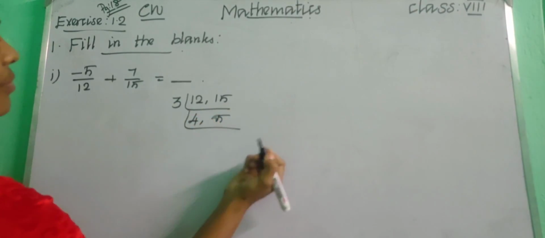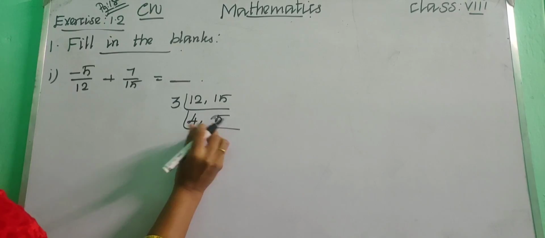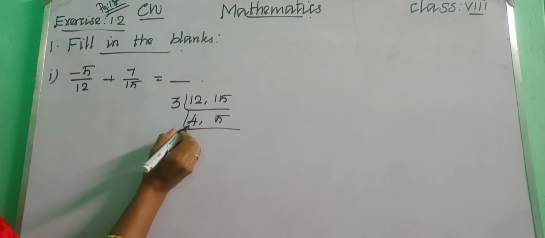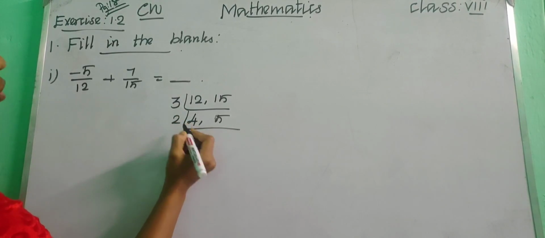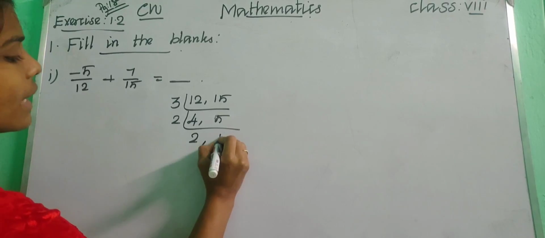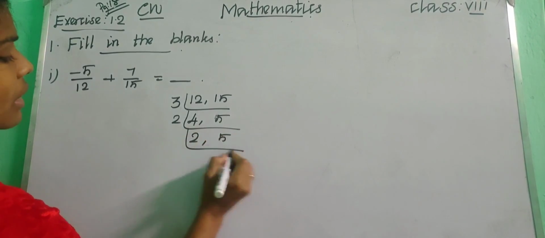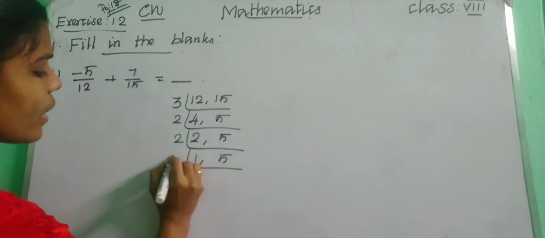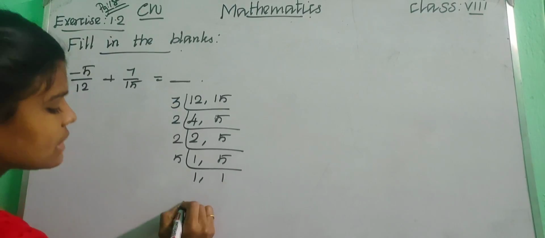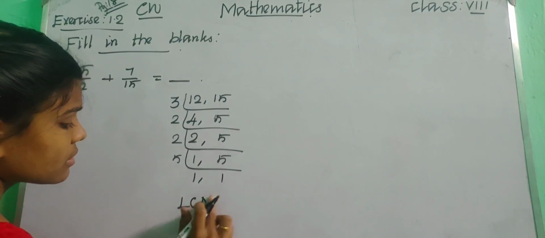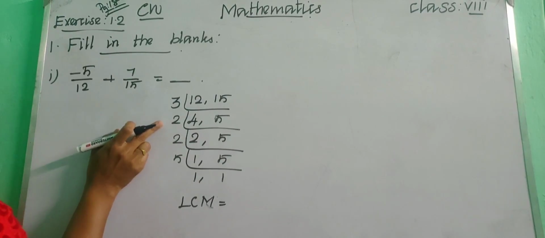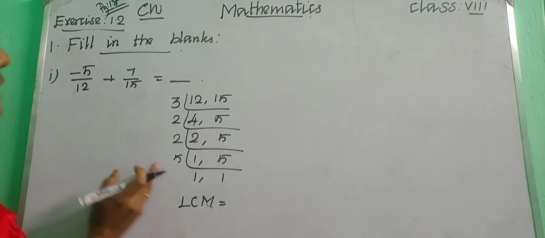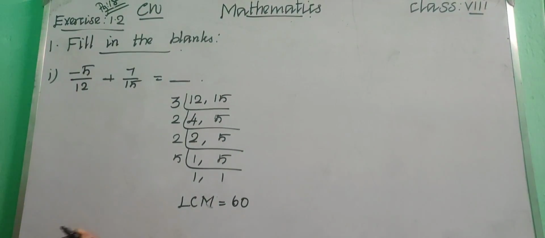Again now we are having 4 and 5. Already 5 is a prime number, so we need to consider this 4. 4 will come in the 2 table, so just use 2. 2 2s are 4, and again we can put the same 5. Again we can put 2, so 1 2 is 2 and 5. Now for this 5 we can put 5. So 5 1 comma 1. What is the LCM? LCM equal to 3 2s are 6, 6 2s are 12, 12 5s are 60. Okay children, so the LCM is 60.